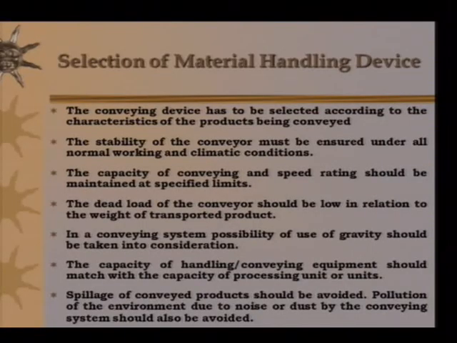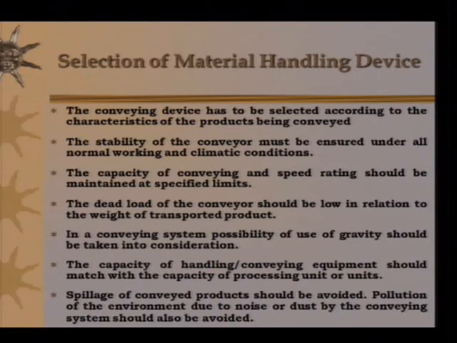while handling the granular material. Now coming to the selection of material handling devices, there are certain points that I would like to highlight. For any food industry, whether it is grains or fruits, you need to keep in mind certain points before selecting a conveying or material handling device. The conveying device has to be selected according to the characteristics of the product being conveyed. Characteristics here mean whether it is a powdery material, or a material which has friction, or any other kind of material. The stability of the conveyor must be ensured under all normal working and climatic conditions.